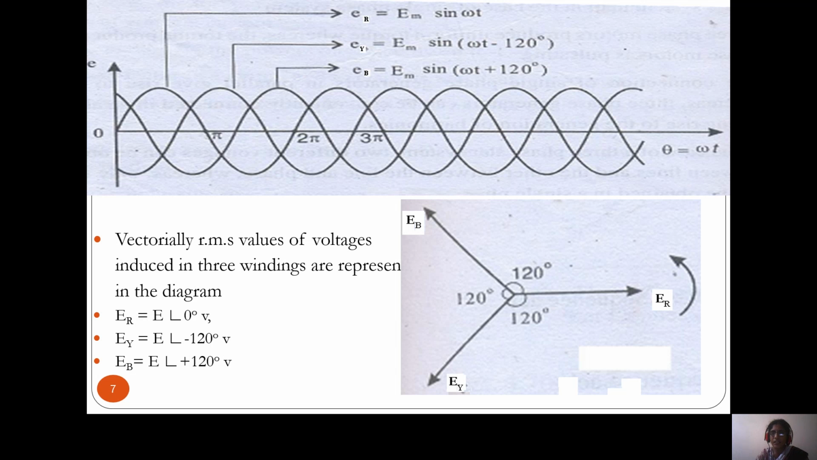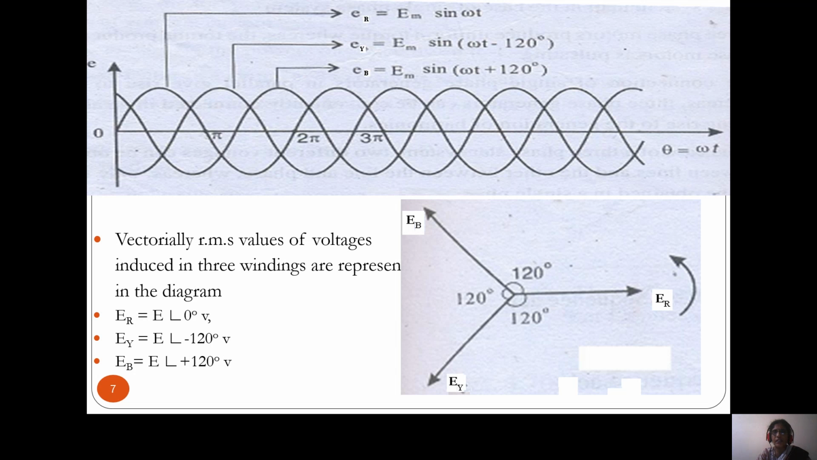So in the three-phase system, the magnitude, that is Em, in the three phases must be the same, and the phase angle will be 120 degrees from each phase. In the rectangular or vector form, it is represented as ER equals E at an angle of 0, EY equals E at an angle of minus 120, and EB equals E at an angle of plus 120.